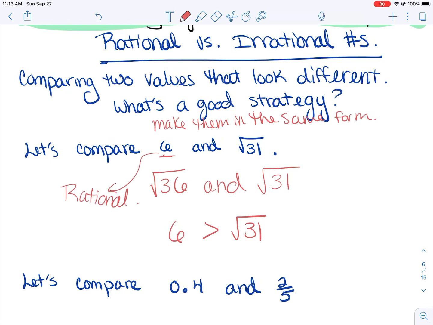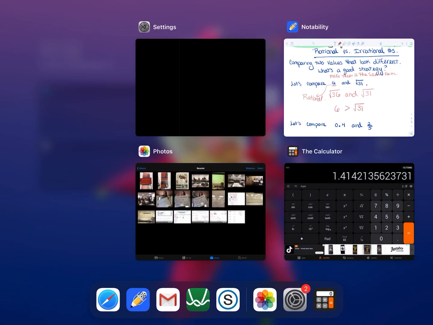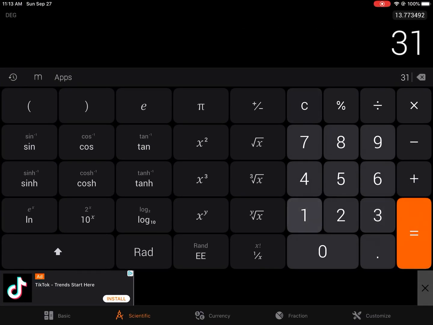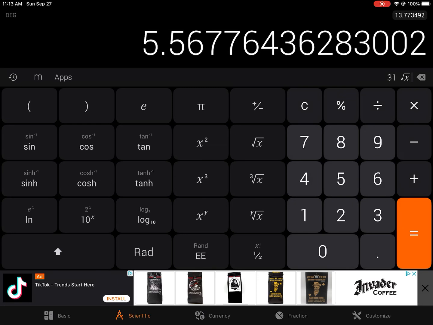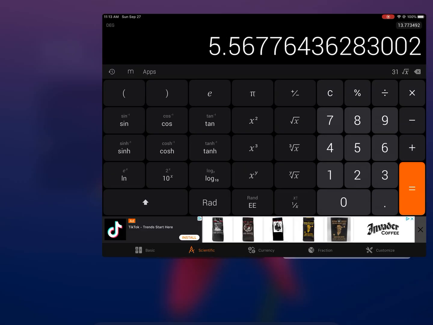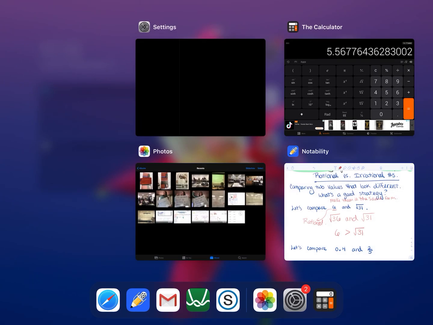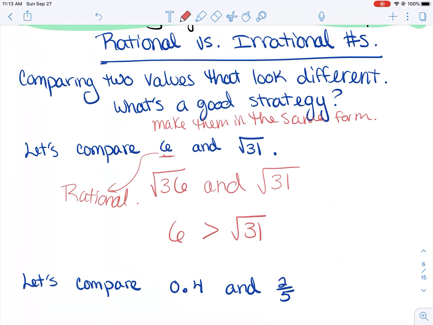And the square root of 31 is not a perfect square, right? So we can assume that that is irrational. Again, you could check on your calculator. Square root of 31, yeah, that's not a rational number, okay? We know it had to be less than 6, but it is not rational, so that's irrational there.